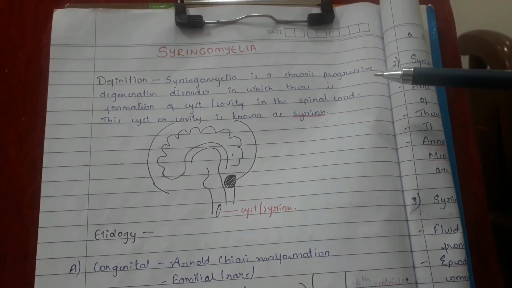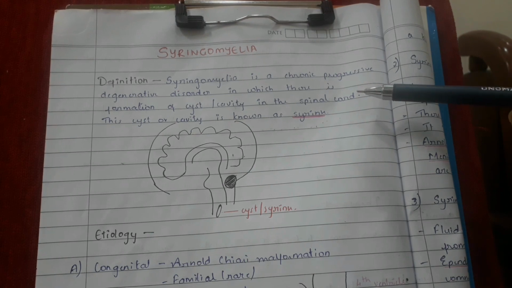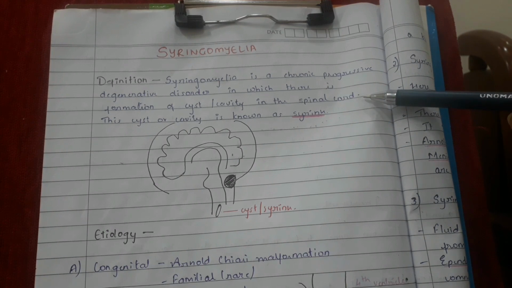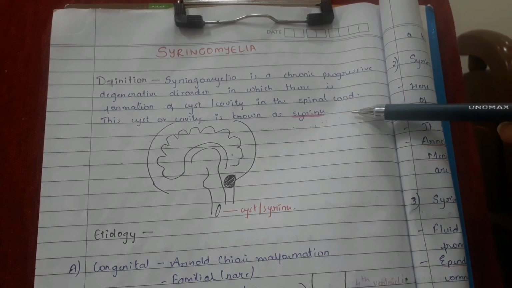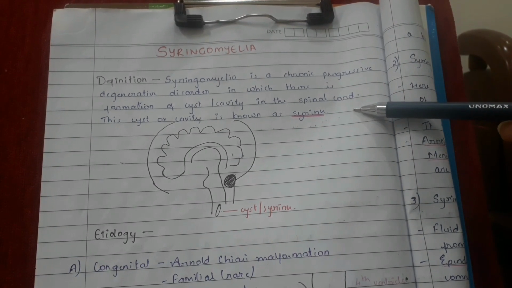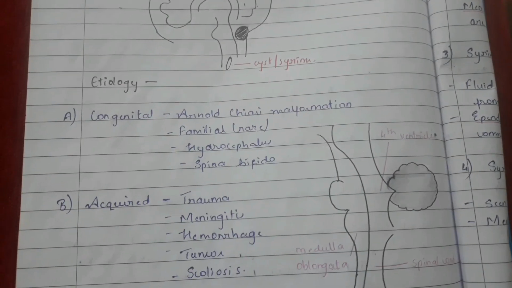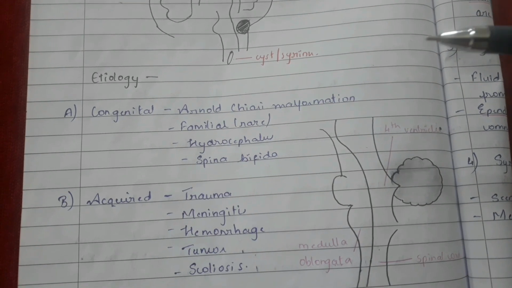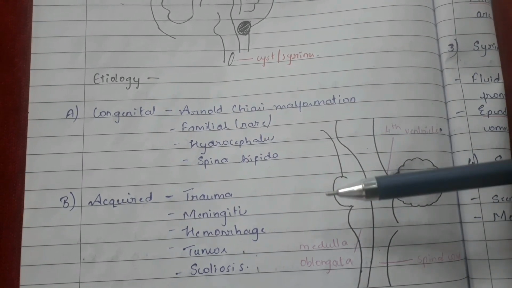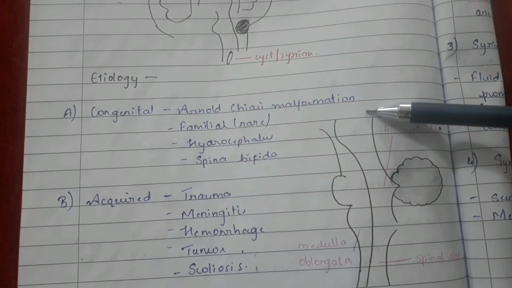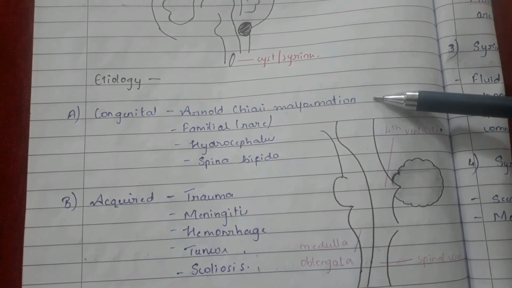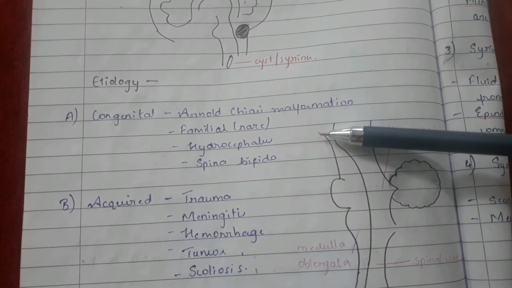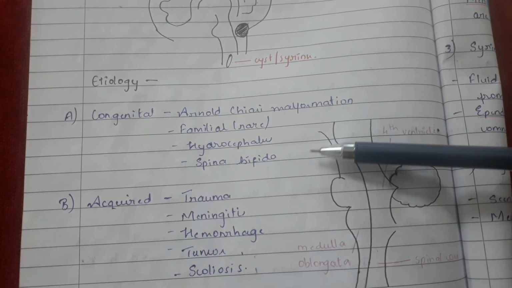Syringomyelia is a chronic progressive degenerative disorder in which there is formation of a cyst or a cavity in the spinal cord. This cyst or cavity is known as syrinx. Etiology or cause of syringomyelia is congenital and secondly acquired. Under congenital, we have Arnold-Chiari malformation, familial, which is usually rare, hydrocephalus, spina bifida.